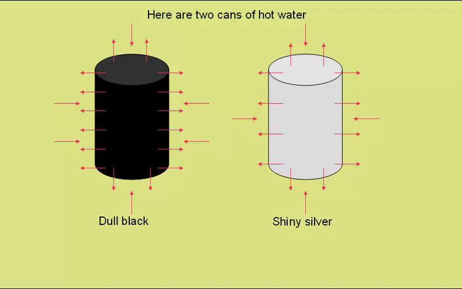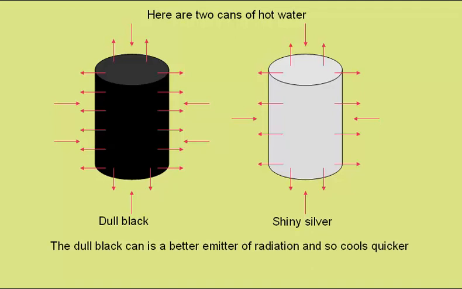In this case, the objects are hotter than their surroundings, so it is the emission of radiation that is important, and the dull black can is a better emitter of radiation, and so will cool quicker.